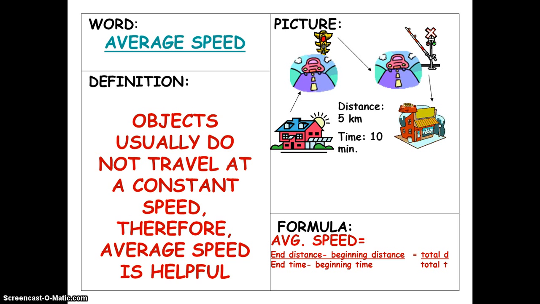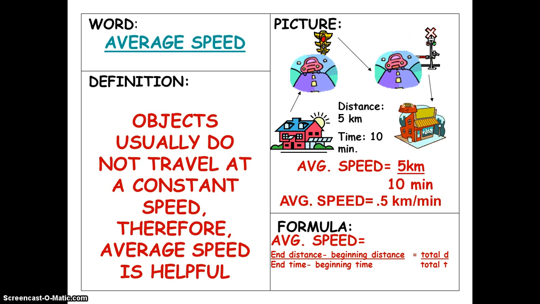Now, the average speed is the total distance over the total time. The way you find the total distance is you take the end distance, subtract the beginning distance, and you get your total distance. Time is the exact same way. You take the end time, subtract the beginning time, and you get the total time.